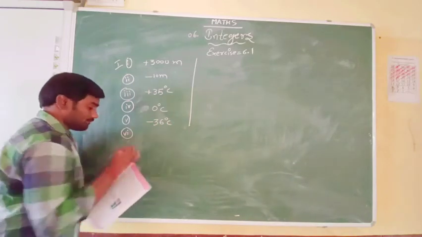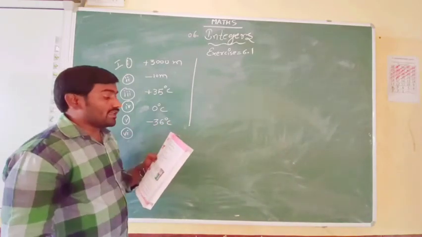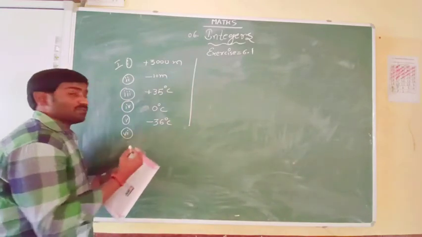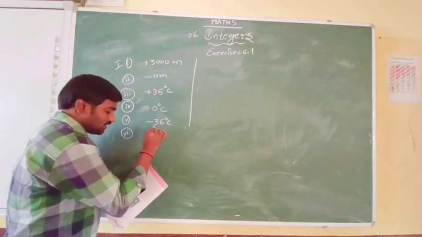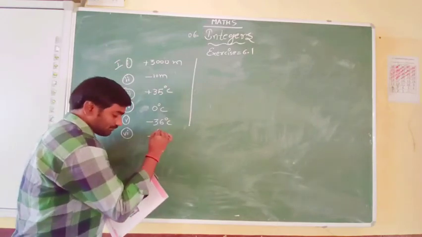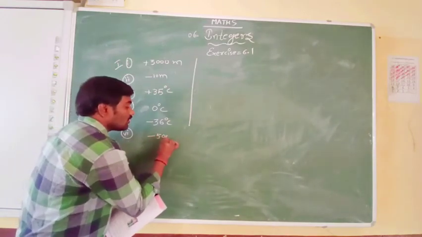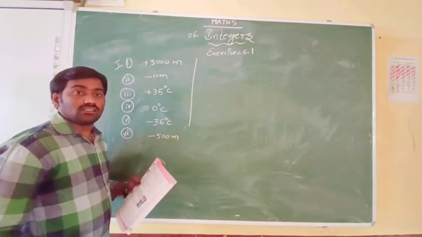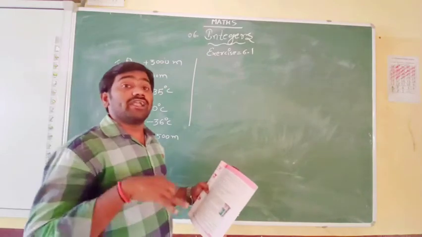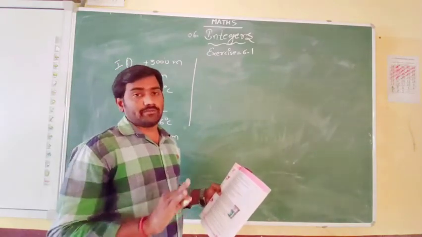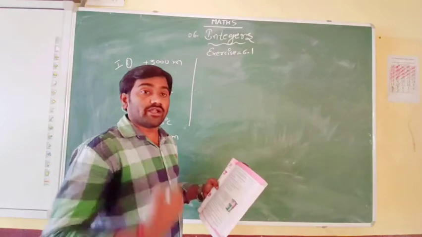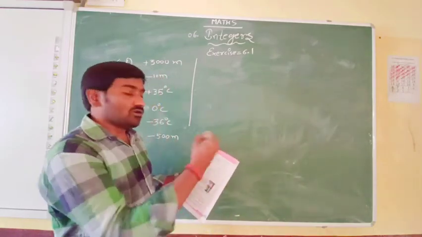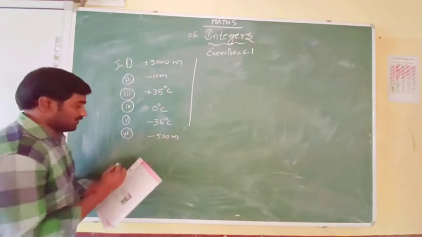Then the sixth one, the submarine is 500 meters below the sea surface. The submarine is the ship which moves under the water, going through the underwater. So that is below the water, and I kept minus 500 meters here.